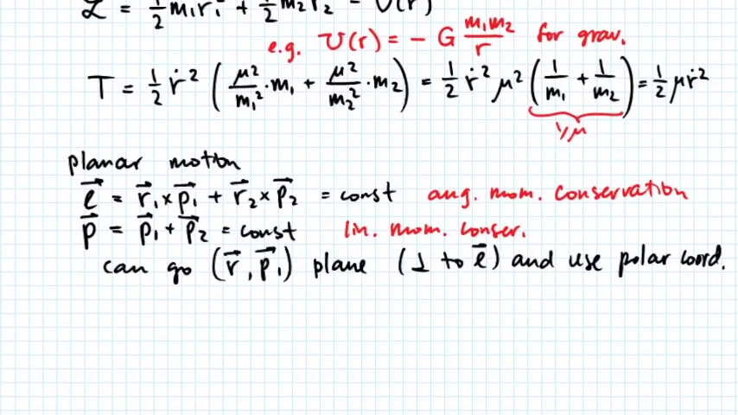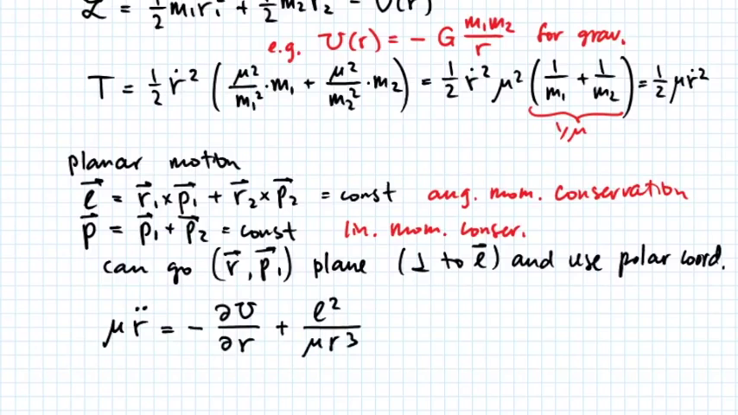When we do so, we will find the following equation of motion. Reduced mass times double dot of r is given by derivative of u with respect to r plus L squared divided by mu r to the third power. And then the second equation is the angular momentum given as mu r squared theta dot is constant. So we have reduced the problem from 6 dimensions to only 2 dimensions.